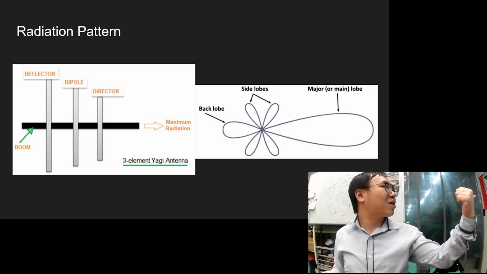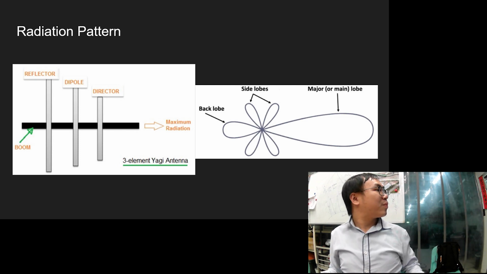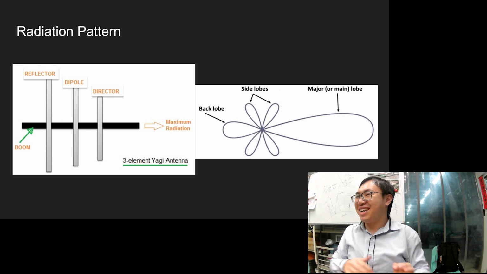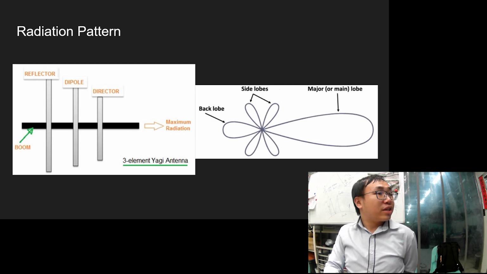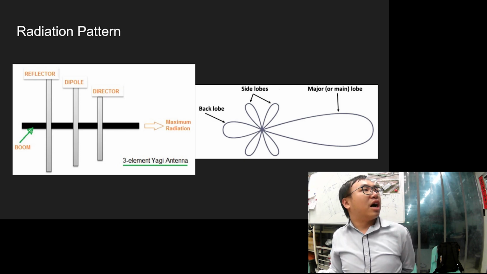That's the radiation pattern. So what I have to talk about is the radiation pattern. Still remember the negative 3 dB points? The radiation pattern is just an illustration of the minus 3 dB points, where the power is halved.